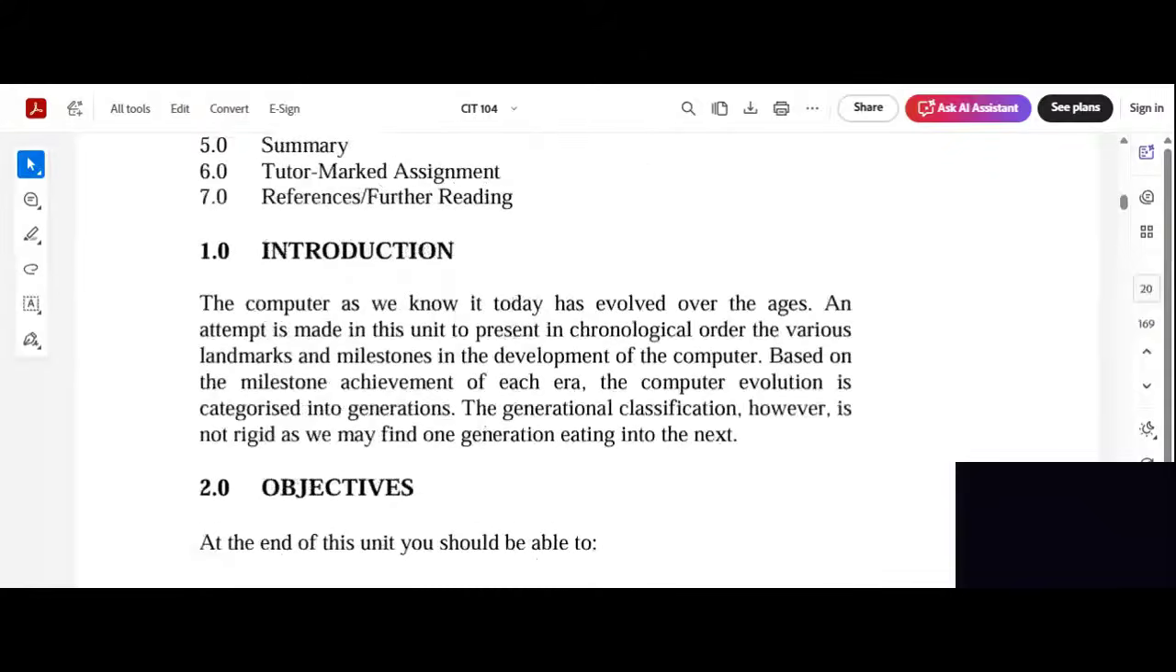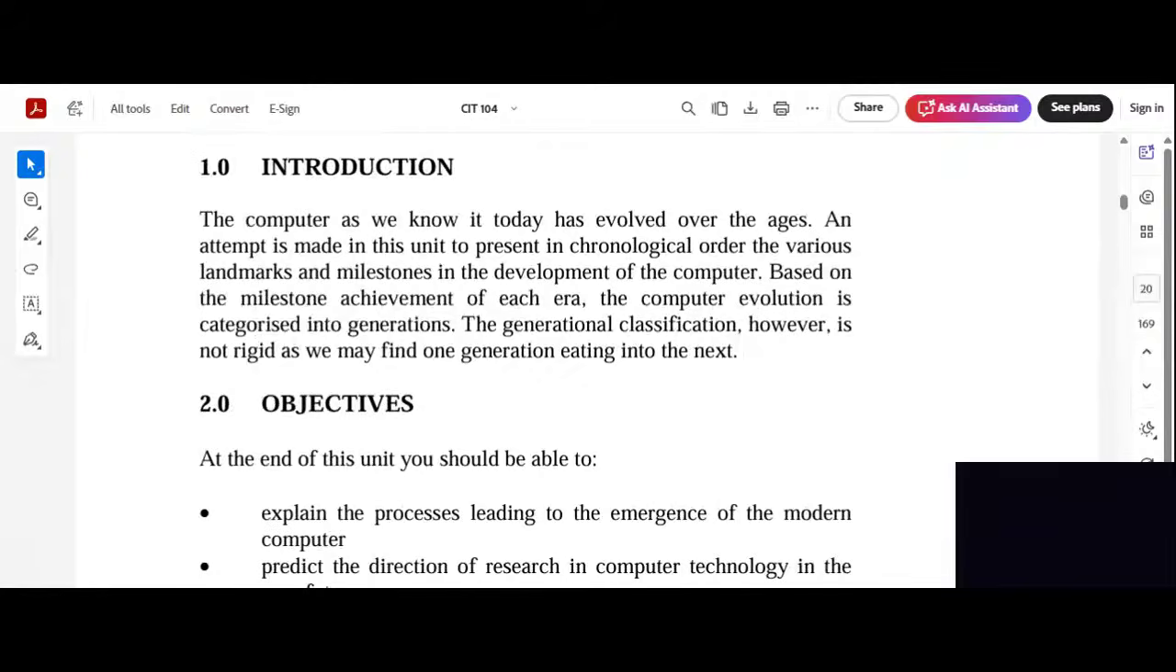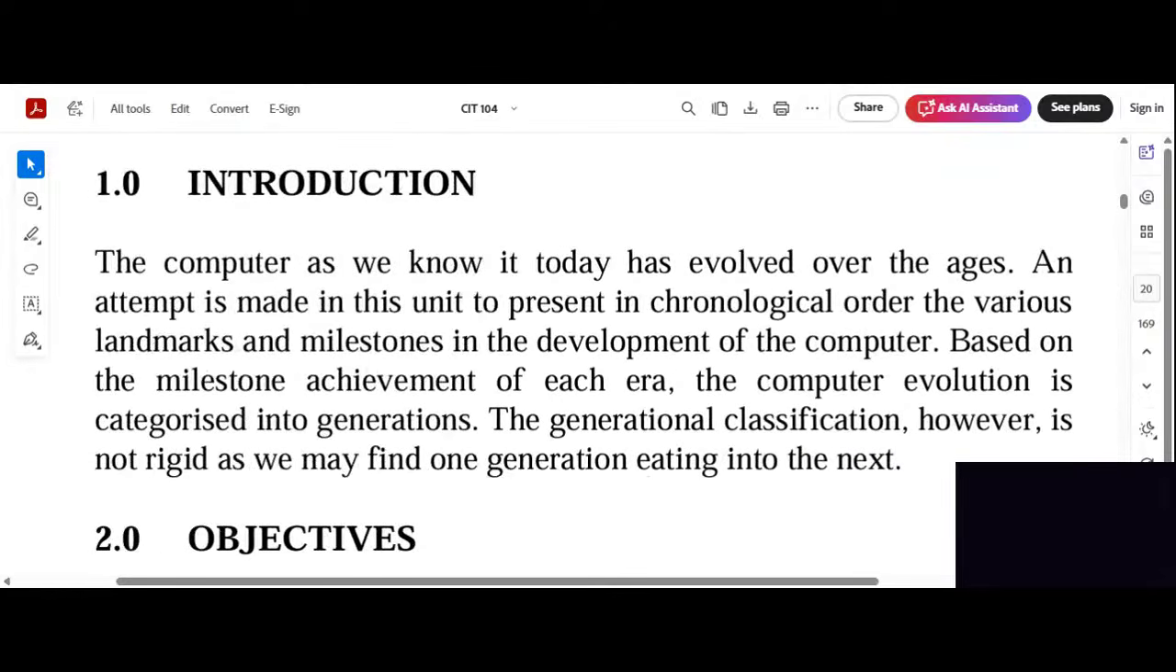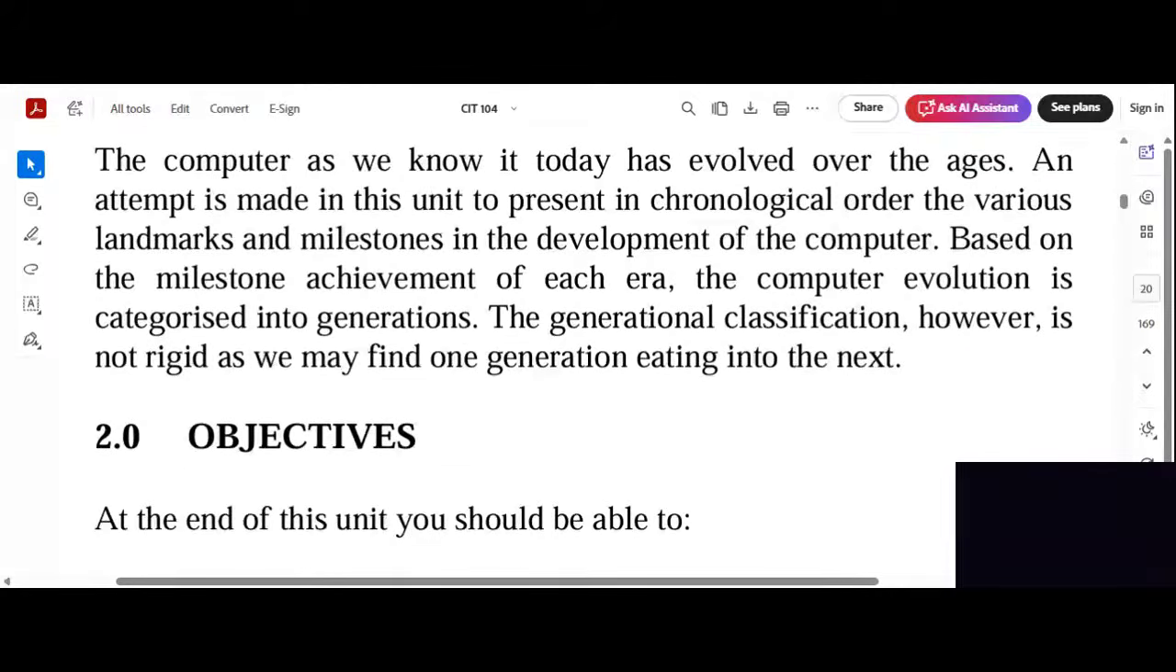So, introduction. The computer as we know it today has evolved over the ages. An attempt is made in this unit to present in chronological order the various landmarks and milestones in the development of the computer based on the milestone achievement of each era.